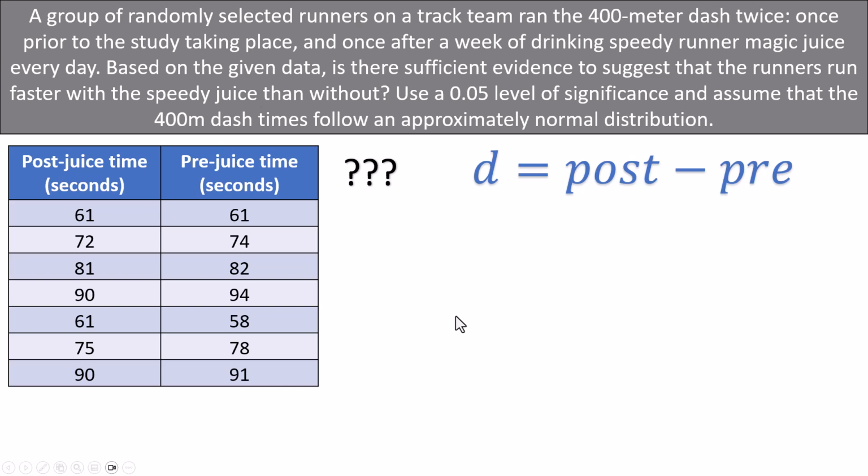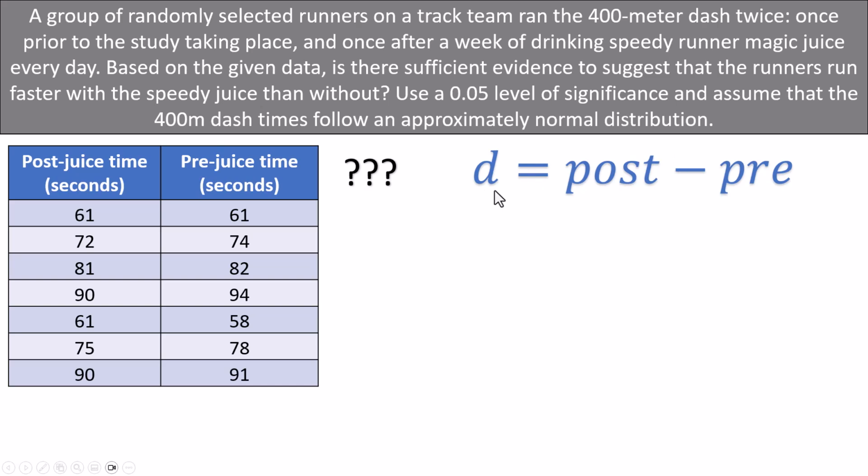So first step, see if you can set up the null and alternative hypotheses. Second step, see if you can get the p-value, test statistic, and then finally make a decision and write a conclusion. I'll be back here in just a second to get you the hypotheses, but I'm going to let you do the rest on your own. So go ahead and pause the video and see if you can complete the problem.